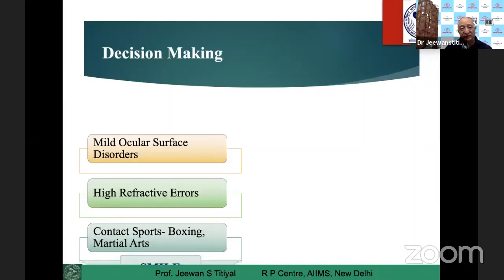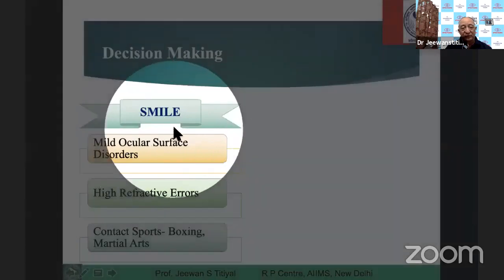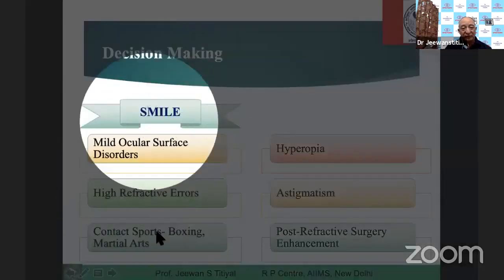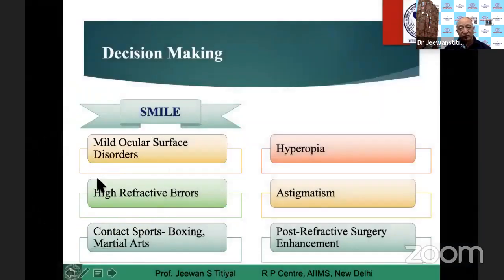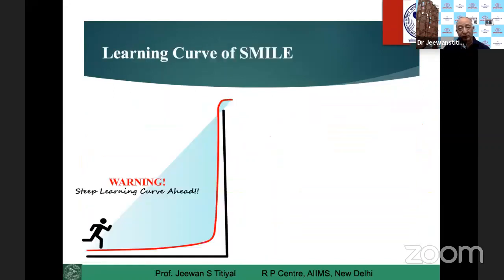So in terms of decision making, I think mild ocular surface disease patients are more suited to SMILE than LASIK, and patients with a high refractive error are also better suited for SMILE. Contact sports, SMILE, yes. Hyperopia, only LASIK or PRK nowadays. Very high astigmatism, again LASIK and PRK. For post-refractive surgery enhancement, PRK or a Contoura vision treatment will do better.